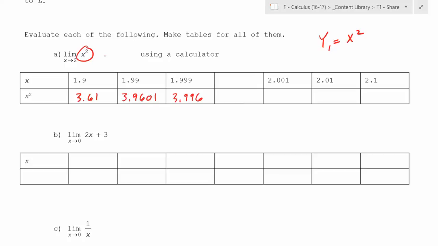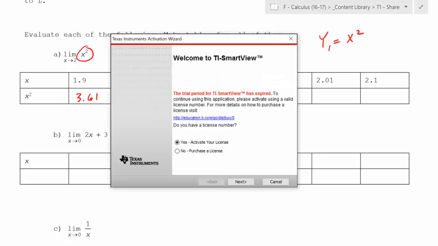So what you can do instead is enter the function as y1 on your calculator. So let's say we entered x squared as y1.